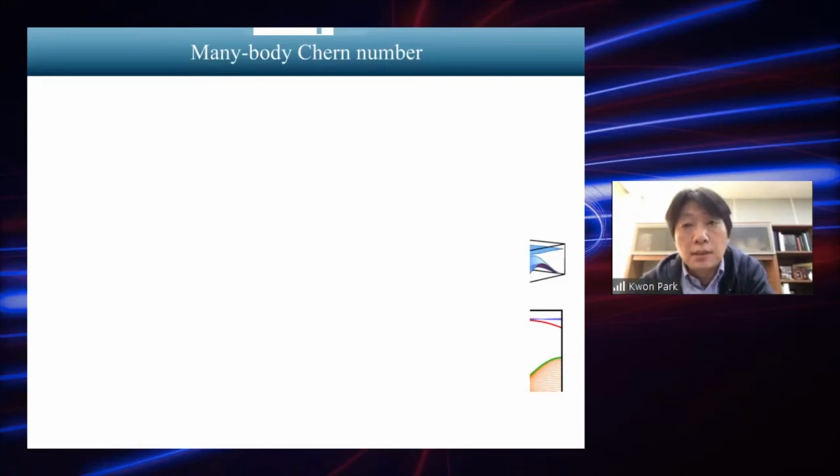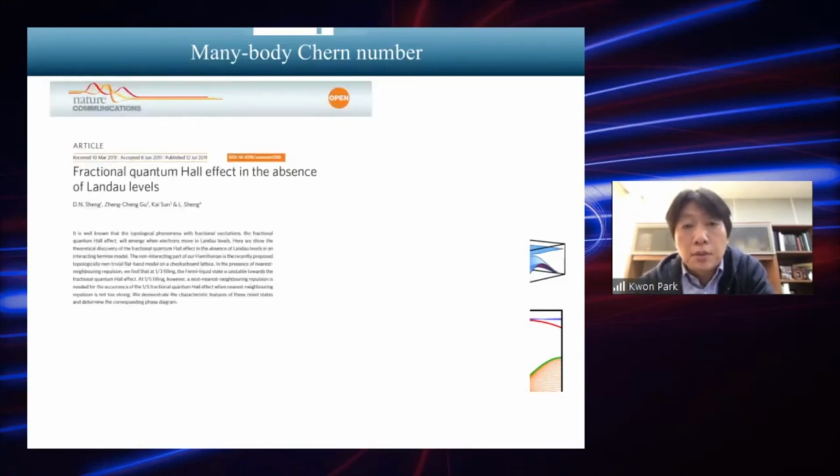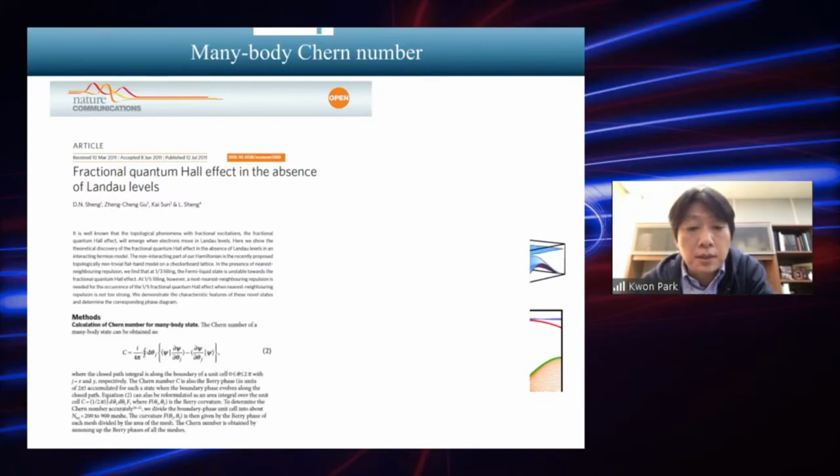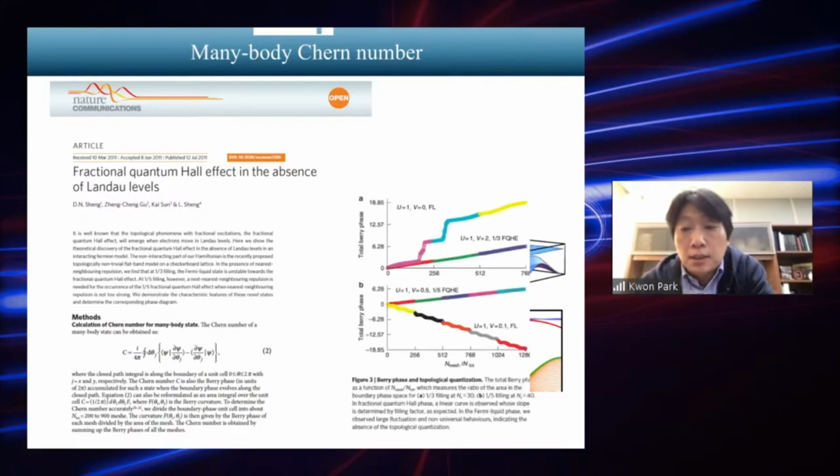For example, one can imagine computing something like the many-body Chern number. Donna Sheng and her collaborators have thought about this, and by using some kind of twisted boundary conditions, they devised a way of computing the many-body Chern number. And this is the result. It takes some time to explain, but basically they have computed the Berry curvature in the space of the twist angle, and this slope tells us the Berry phase or Chern number.